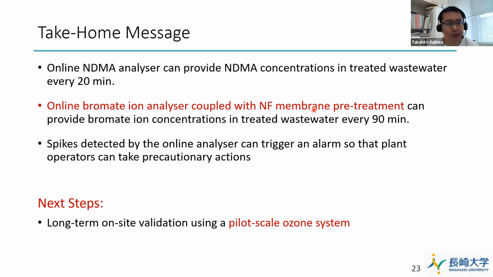A very short presentation today, but the take-home message: as you saw during my presentation, the online NDMA analyzer can provide NDMA concentrations every 20 minutes. Online bromate analyzers, that's important, are coupled with NF membrane pretreatment. Without that, we get an error message, because the background interfering substances are too much. But that will give us data every 90 minutes. The implication here is that spikes detected by the online analyzer can trigger an alarm so that the plant operators can take precautionary actions.